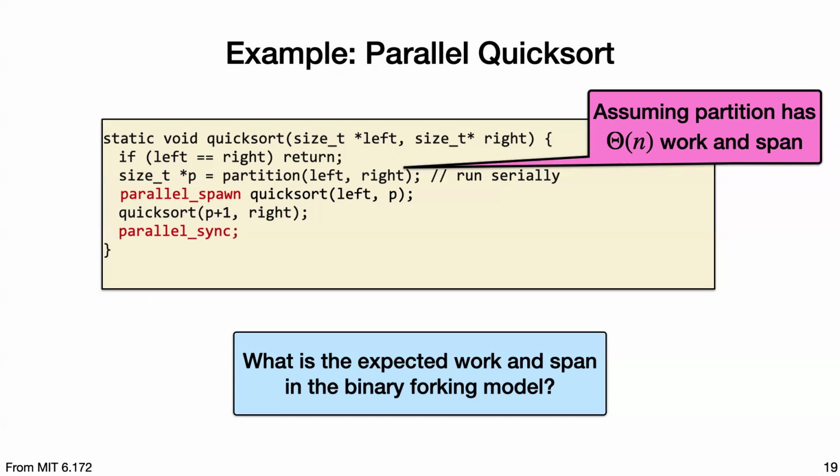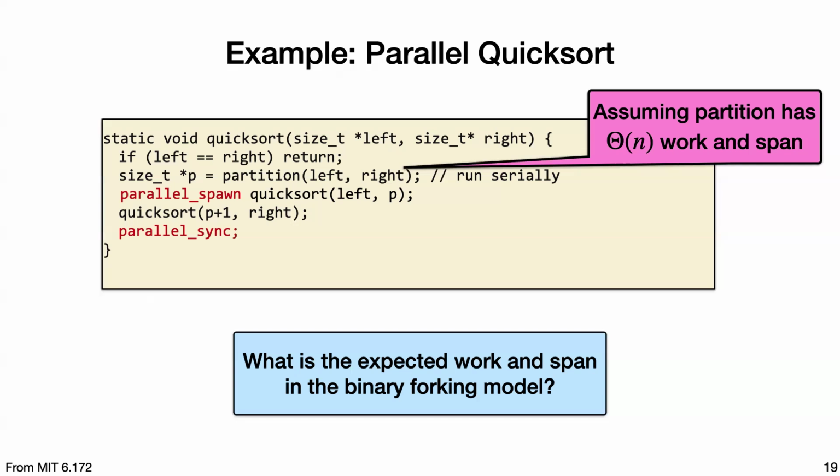In quicksort, the base case, you have pointers to left and right. You exit if left equals right. Otherwise, you have this recursive call. You partition based on the left and right endpoints, and then serially you recurse into both halves, first the left and then the right, but it doesn't really matter what order you do them in.